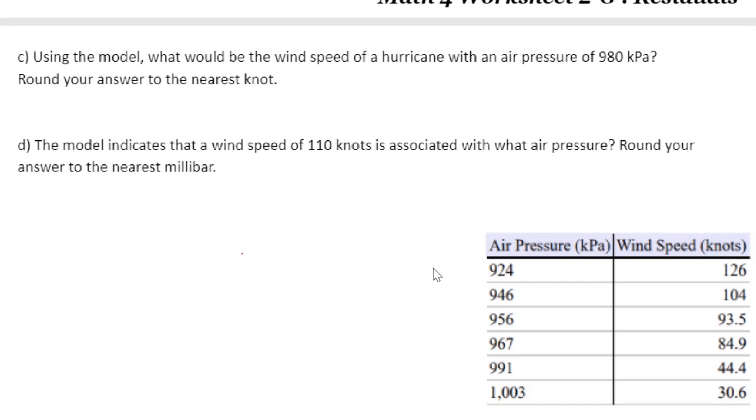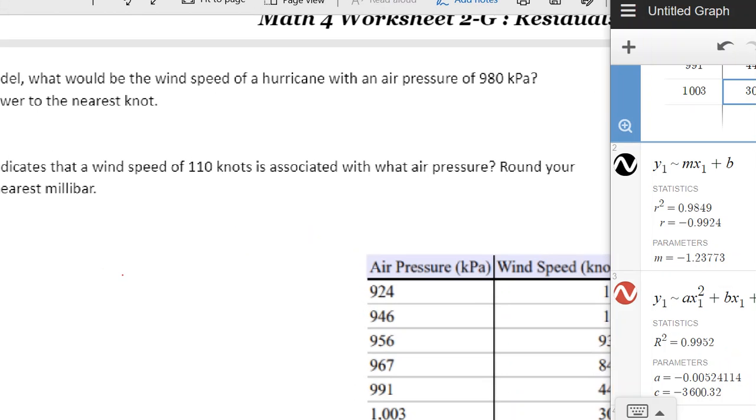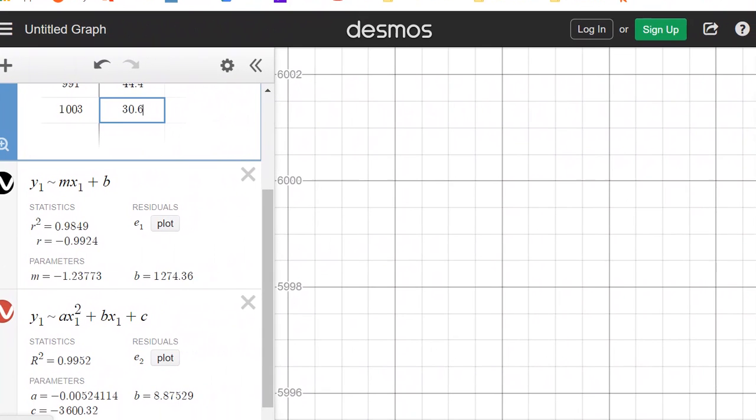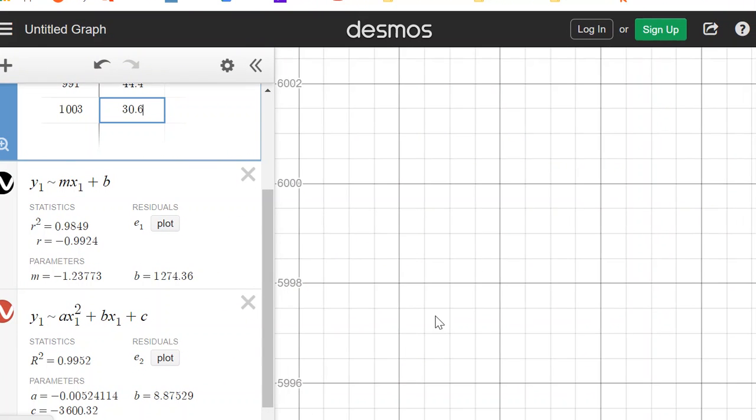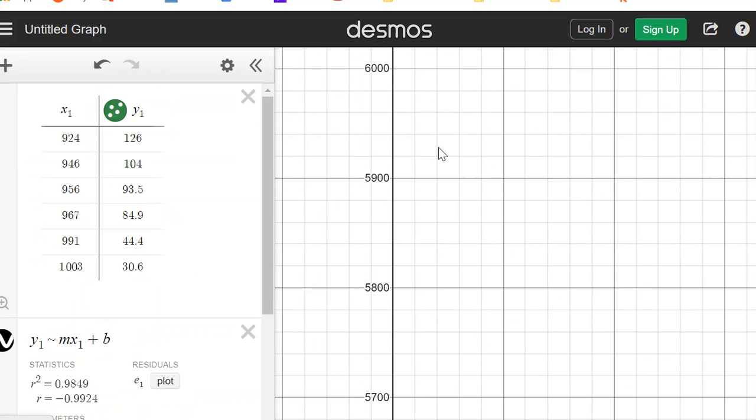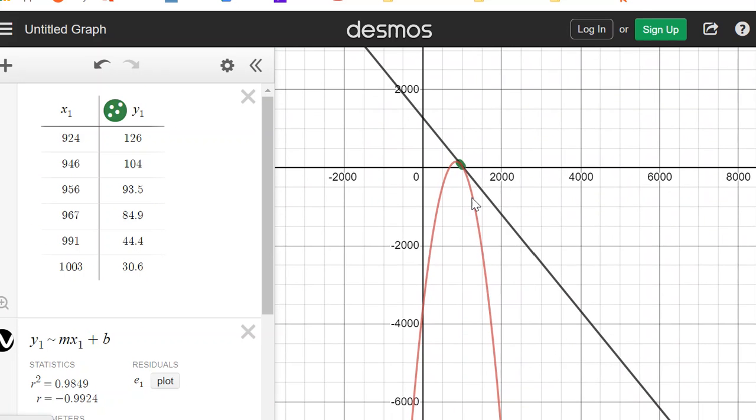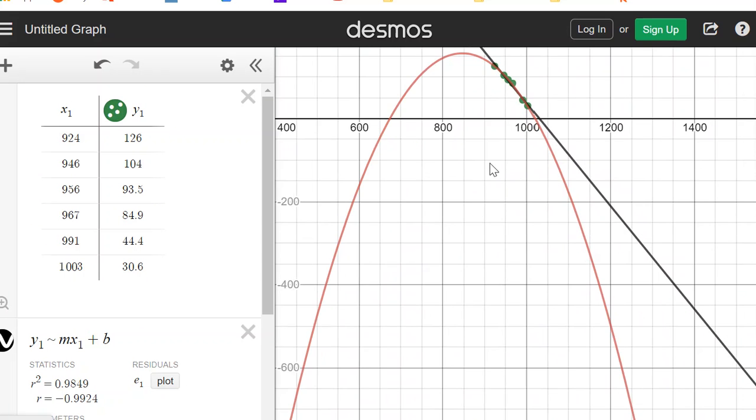Now, here's where we're going to need to use the graph to make predictions. For instance, 980 kPa, that's what we typed in as our x's. So they're asking the question, what happens when x is 980? So we got to bring over our graph and get it back here to where we can see what we're doing.